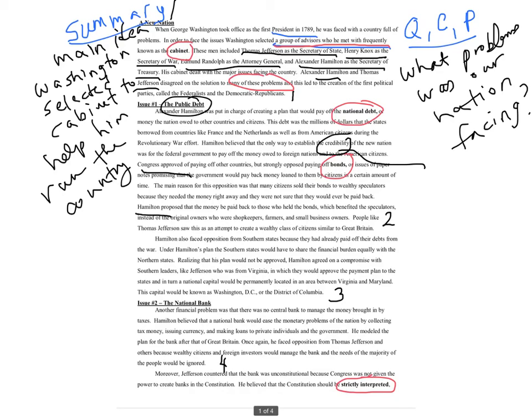So, all right. Well, I'm going to go ahead and work on my summary, and I'm going to create a question for this section, or maybe even a picture. Maybe I'll draw like a little document, a little money sign on it. It's up to you. But I'm going to go ahead and work on that on my own.